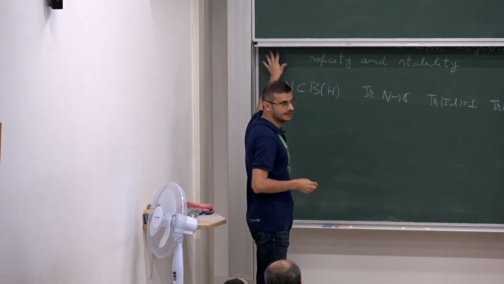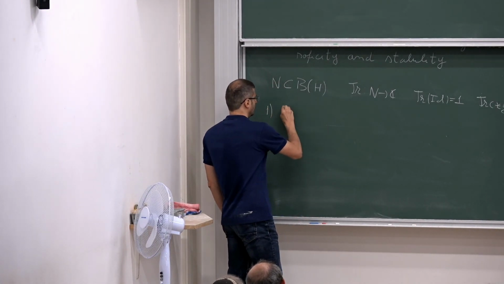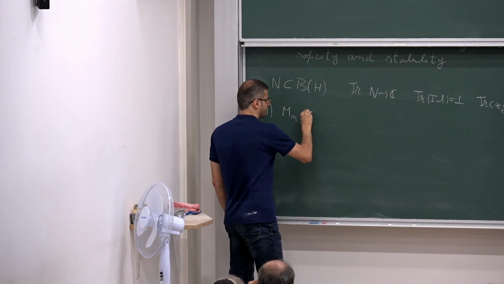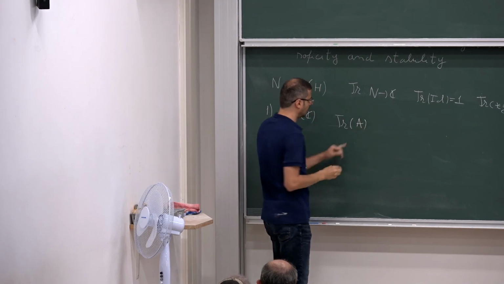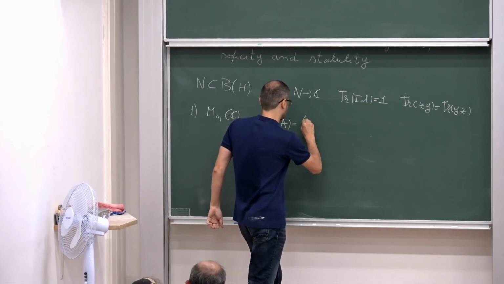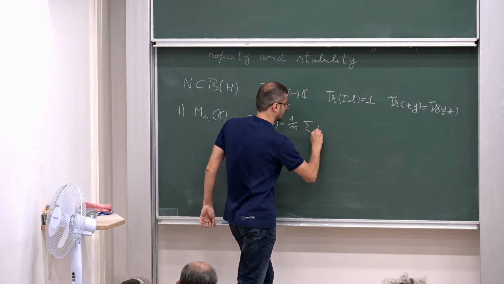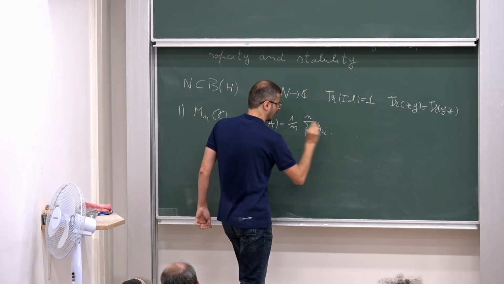Let's just quickly see some basic examples. The model to have in mind is matrix algebras. So Mn of C, where the trace of a matrix, I'll denote by capital letters matrices. So the trace of a matrix is the average of the entries on the diagonal. I need the trace of the identity to be 1.